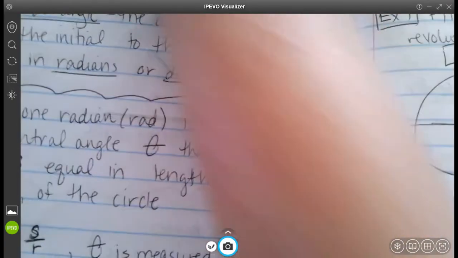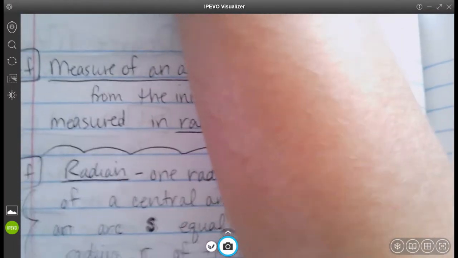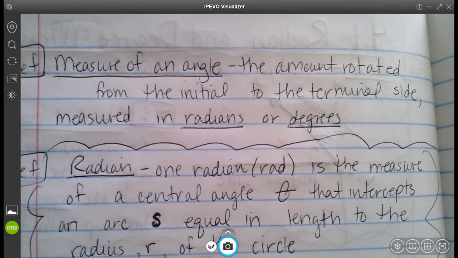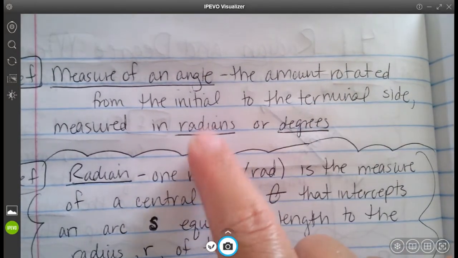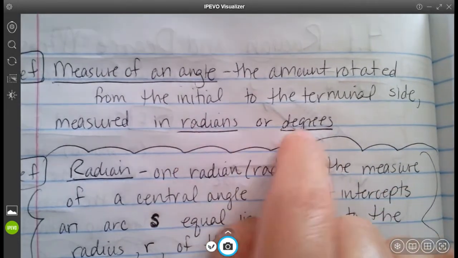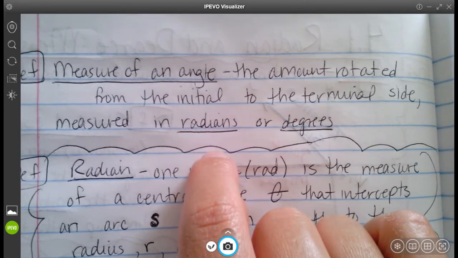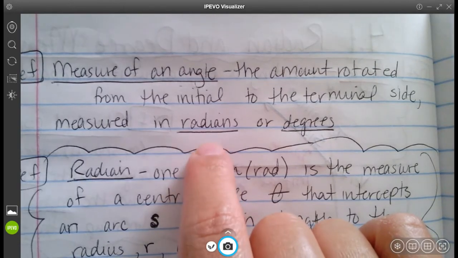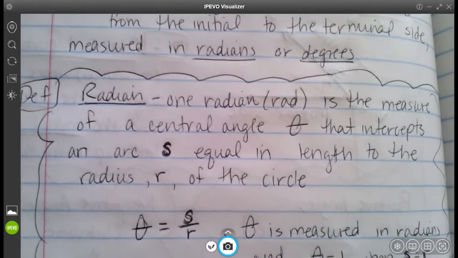Moving on, more definitions. We have the measure of an angle, so that's kind of what we're going to be dealing with mostly. The measure of an angle is basically the amount that we rotated from that beginning point to the end. So from the initial to the terminal. And we use radians or degrees. Okay, so the one that we're more familiar with is the degrees. However, radians has to do with, for instance, circumference, 2 pi r. We know that r is the radius. That's where the word radian comes from. So it kind of helps to show what is a radian.